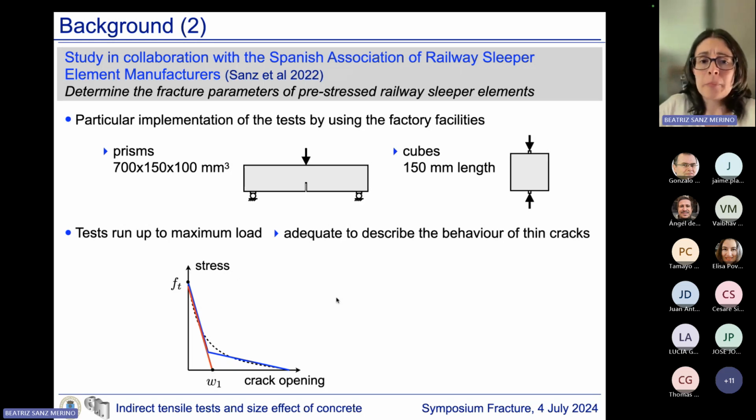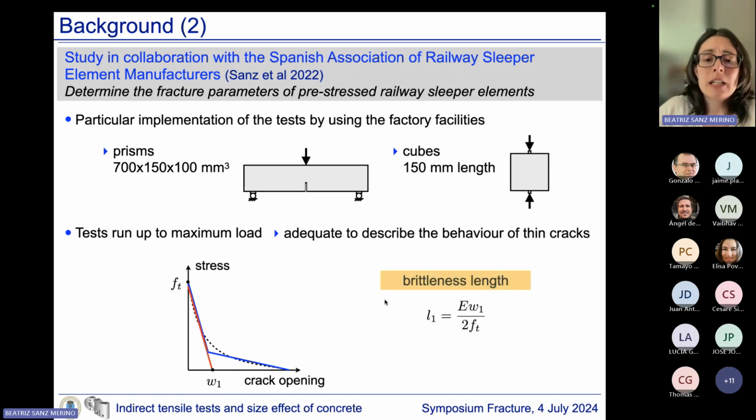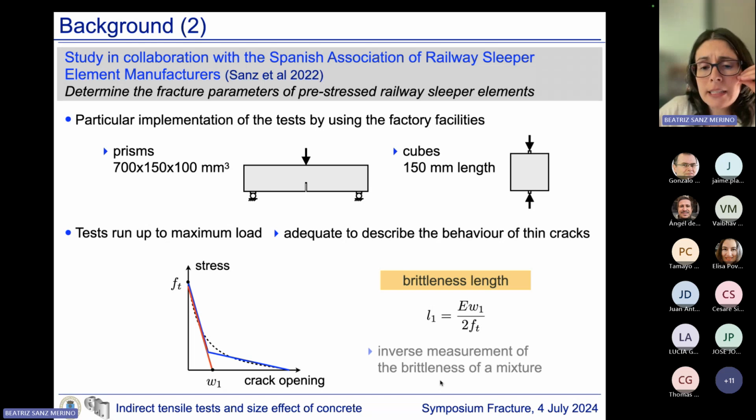And moreover, from this type of experiment, we can compute the characteristic length, which is one of the main fracture parameters of concrete, and is calculated according to this formula. You can see that the parameters in the calculation are the characteristic crack opening and the tensile strength. So we see that this is an inverse measurement of the brittleness of a mixture: as the slope is sharper, the material is more brittle, and it implies a smaller characteristic length.